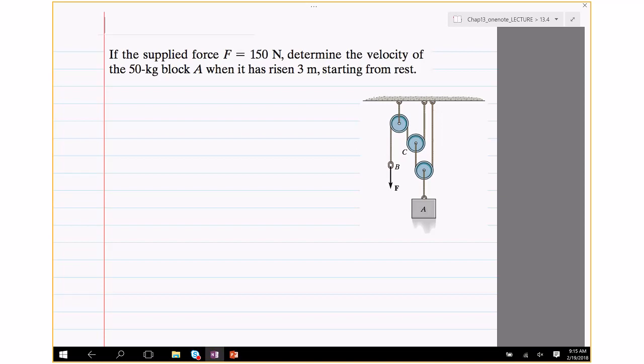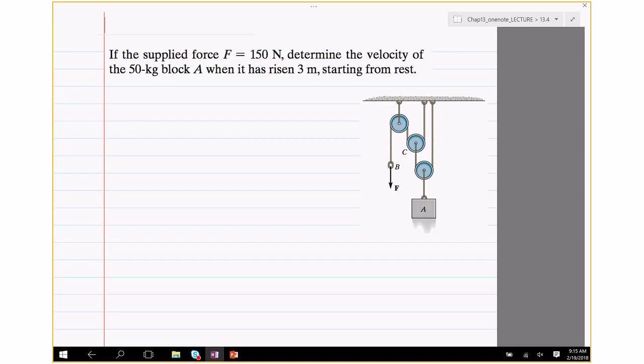Okay, first of all, what you notice is that you've seen problems like this before in the previous chapter, chapter 12, right? The only difference between those questions and this question is that at point B, you were either given the velocity of B or the acceleration of B, and you're told to find essentially the same thing. But here you're given force, rather than the acceleration or velocity at B.